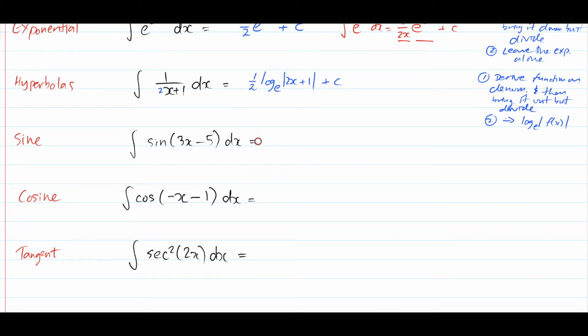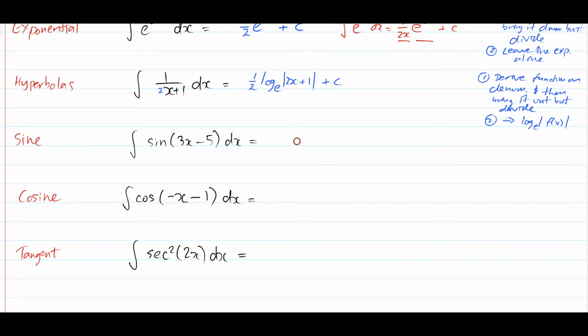Let's move on to our trigonometry graph. So that's your sine, cosine, and tangent. So deriving sine, think of it opposite. What do I derive to get positive sine? Well, if you think about that, if I derive negative cos, I get positive sine.